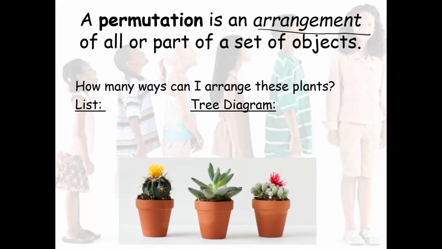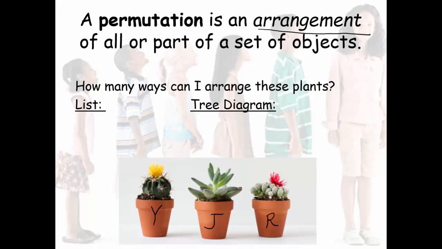Let's look at a simple example. I've got 3 plants here. I'm going to call them the yellow cactus, the jade plant, and the red cactus, just to simplify things. So how many different ways can I arrange these plants? All right, and it turns out that this is a very mathematical thing, and it's an important thing because we will use this to determine how big a sample space is for probability.